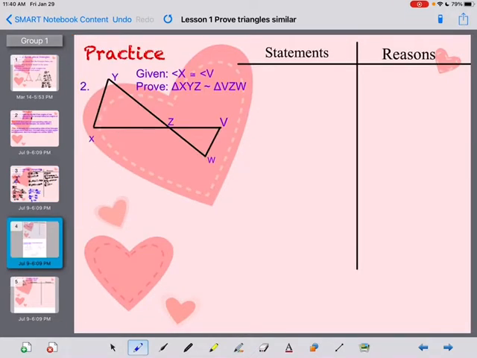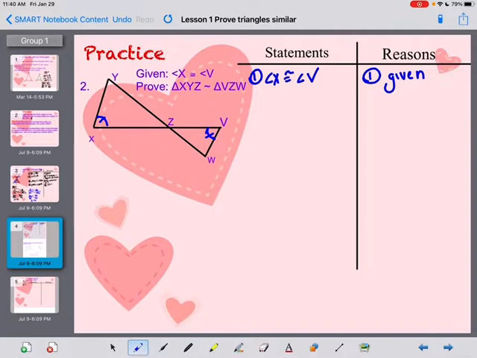All right, let's try another proof. Given angle X is congruent to angle V, let's mark it. Prove the triangles are similar. It doesn't feel like they gave us a lot, but it actually will be enough. You'll see in just a minute.